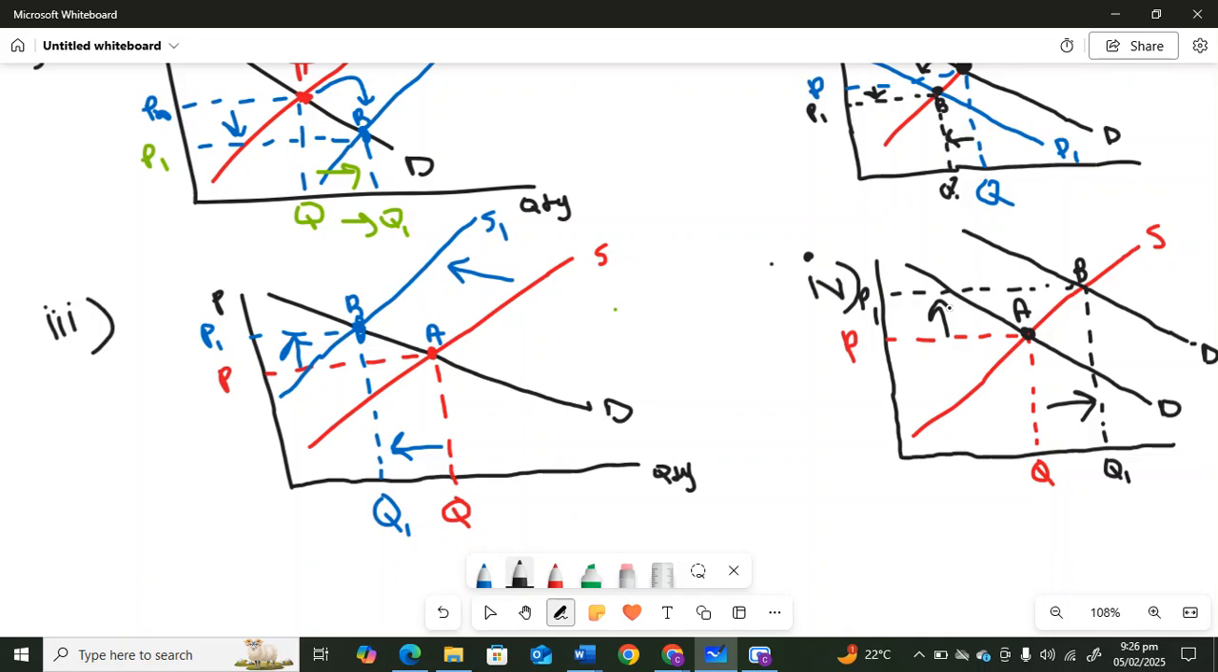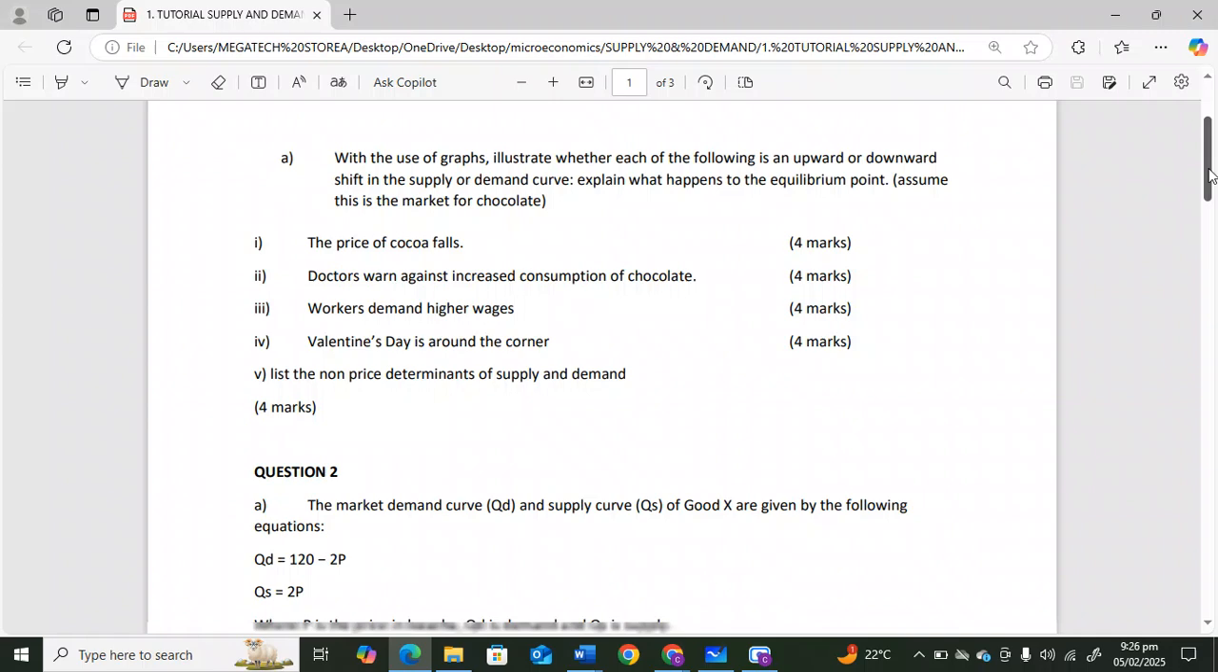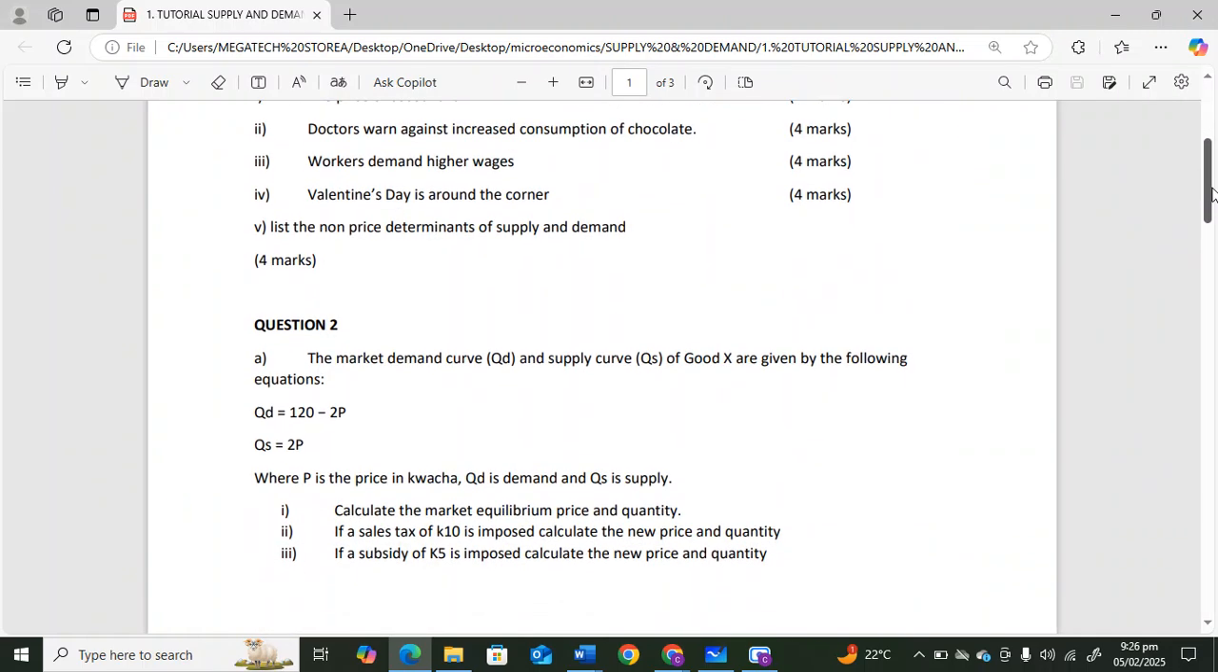Okay. So that's the secret for these kinds of questions. Remember the shifters of supply and the shifters of demand. I remember in the group we posted them. If someone still has them, please repost for those who never got them, so that if you're faced with these questions, you know what to do.